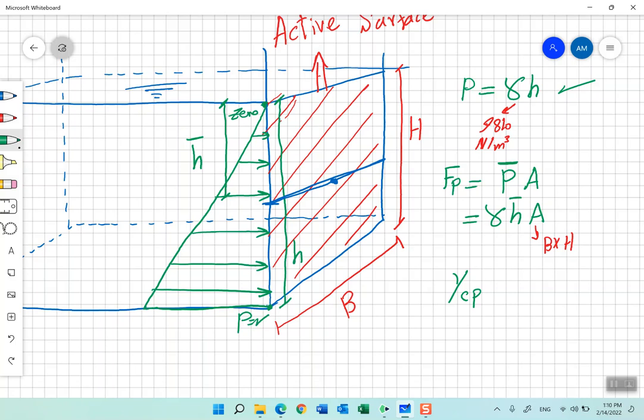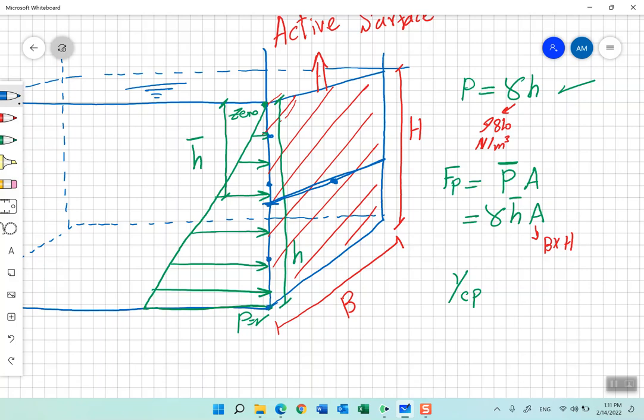So I know that there is a force acting on the surface, and this force came from the pressure. And I would like to know where is the location of this force. Is it here? Or is it here? Is it exactly in the middle? Is it lower than that? Is it at the end? So where is the location?